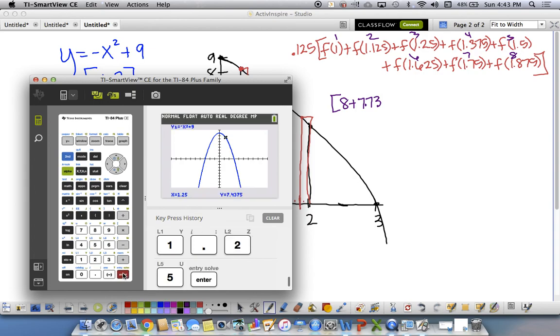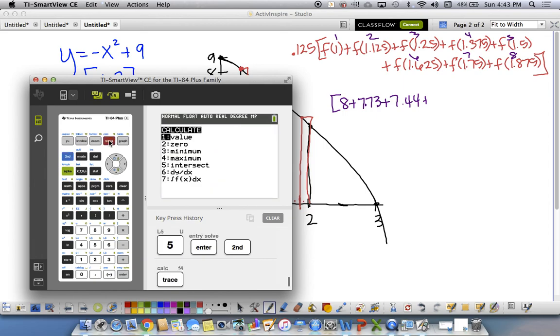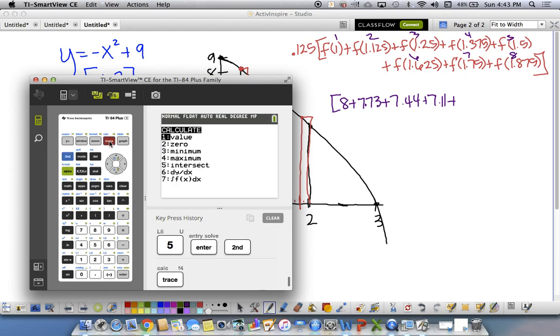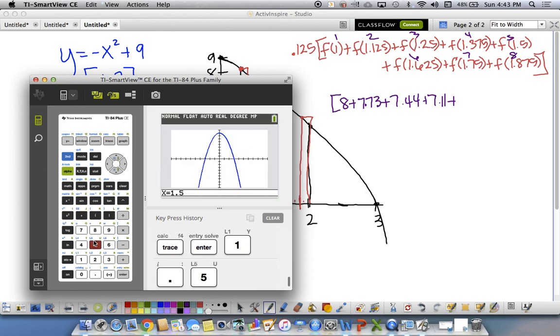And I'm at 7.44. So one of them was a little below. This one's a little above. I rounded up. Second calculate. Value. 1.375. And I'm at 7.11. Just pick a thing and just round to that second digit. It's perfect. I'm on 1.5. Value. 1.5. And I'm at 6.75. And I'm literally counting 1, 2, 3, 4, 5.